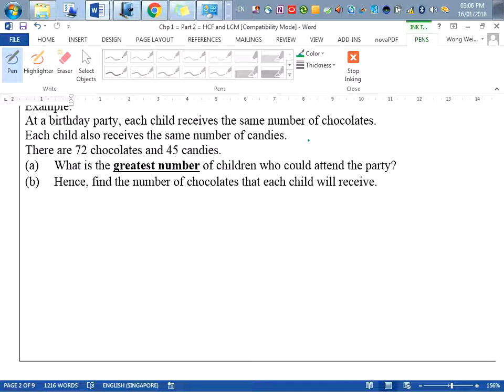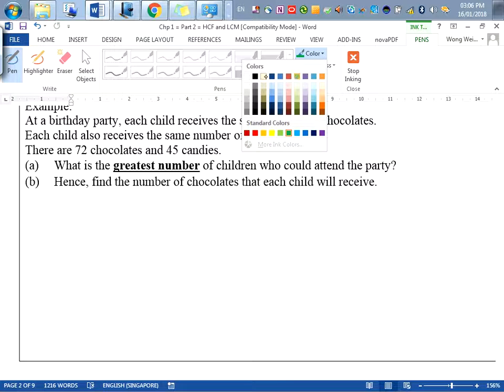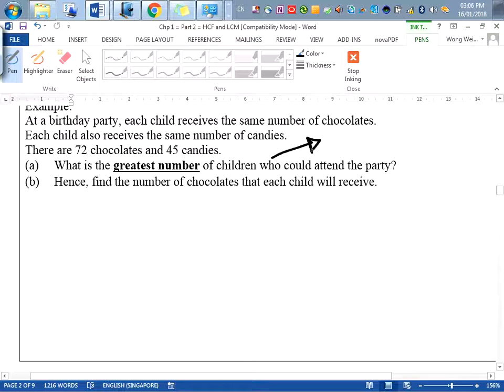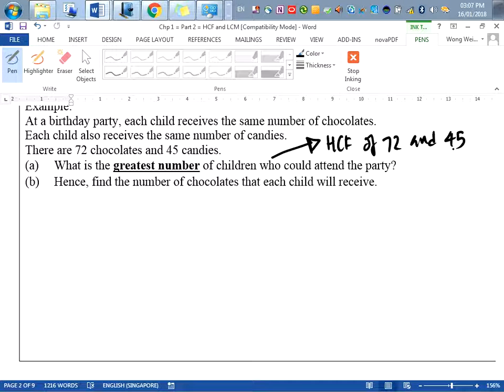Yeah, they mentioned so many things, but they are just asking for the HCF of 72 and 45. Yes. Last time in primary school, you did guess and check for these sort of questions, right? Actually, they are simply asking you for the highest common factor of 72 and 45. Okay, so this one, also your homework, because it is so easy.